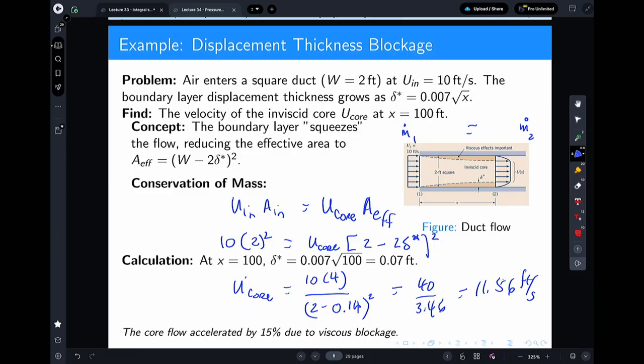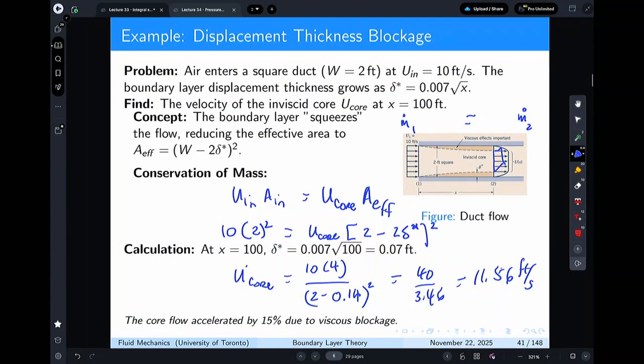This is a laminar profile, so it's pretty much the steady state average flow, and so it will stay there. So what I'm looking at at 100 feet is that. And the core flow is accelerated 15% by just this blockage.